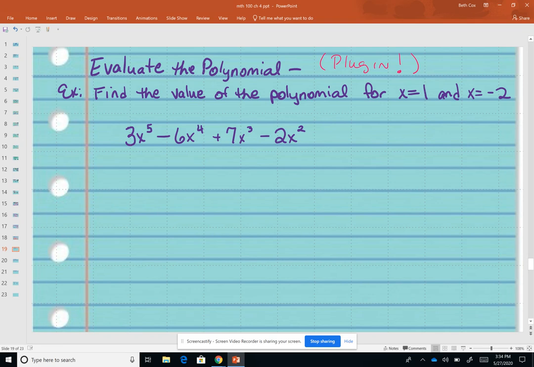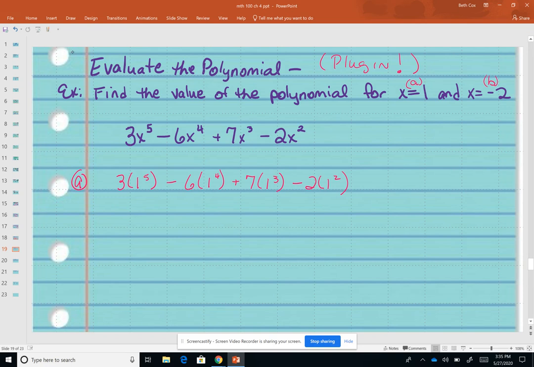That's what it means. So I've got two problems, part A and part B. Part A wants me to plug in 1. So for part A, it's 3 times 1 to the 5th minus 6 times 1 to the 4th plus 7 times 1 to the 3rd minus 2 times 1 to the 2nd. I'm just plugging in 1.